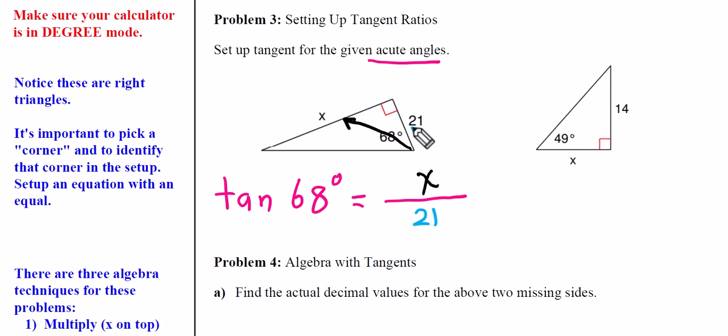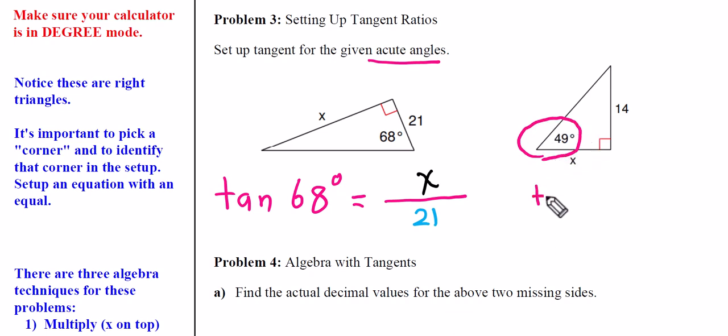And that's it. That's it for this problem. It's asking us to set up the tangent, and so we set up the tangent. The tangent of this angle, 68 degrees, is the opposite side over the adjacent side. That's it. We're done with that problem. That's problem 3 for that triangle. Let's look at this triangle now. We're going to do it from this corner right here.